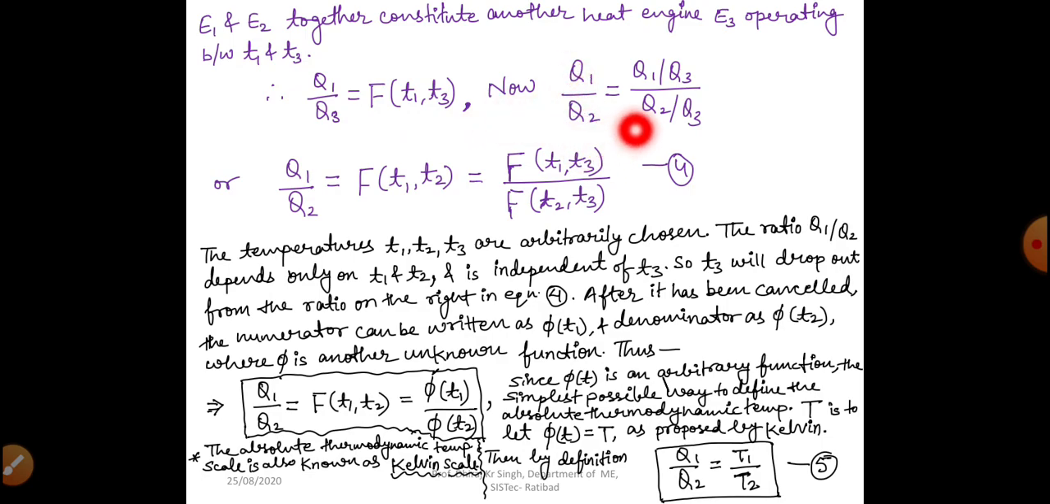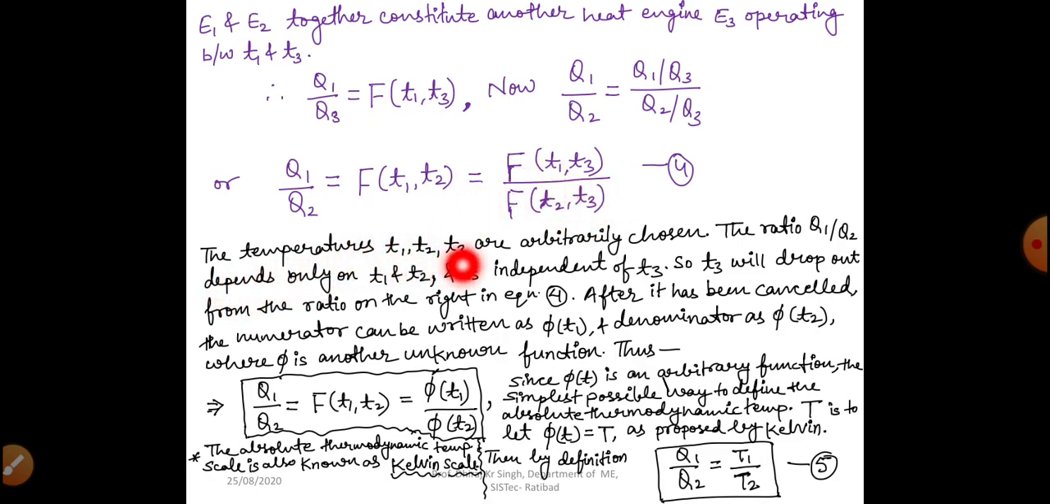If we want to write Q1 by Q2 again, we can write it like Q1 by Q3 divided by Q2 by Q3. Q3 will get cancelled out. Then what will be remaining? Q1 by Q2 will remain. So Q1 by Q2 again is a function of T1 and T2, right? And if we compare this with this equation, then we can see Q1 by Q2 equals function of T1 T3 over function of T2 T3, because from here we can see that this one is 2 3 and the numerator is 1 3, so T1 T3 and T2 T3.